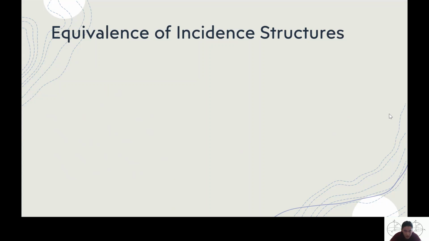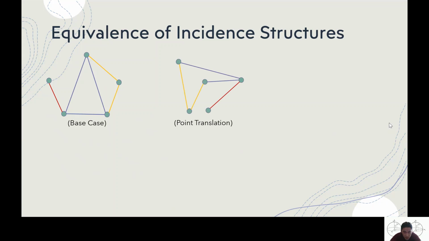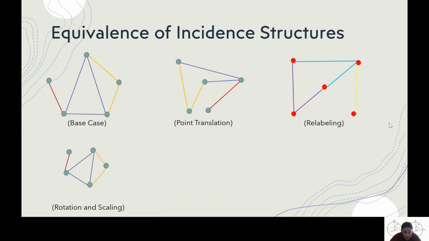Well, what are some other actions that preserve incidence relations? Well, here's our base case. And we've already discussed translating points and lines. And we've also discussed relabeling. So in this case, relabeling here is just picking some different color schemes for our points and our lines. We can also rotate and scale our structures, and this kind of comes for free from point translation.